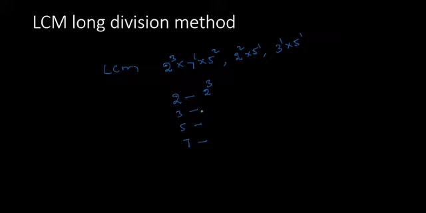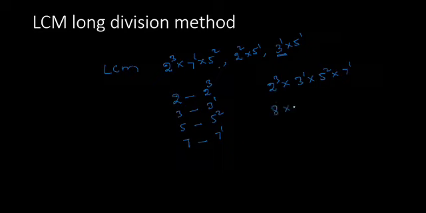Now when you come to 3, what is the maximum term? Only 1 is available. 3 is available only one time. So it is 3 to the power of 1. When you come to 5, the maximum term is 5 squared. And when you come to 7, there is only one term for 7. So it's 7 to the power of 1. So what you have to do is multiply everything. So 2 to the power of 3 into 3 to the power of 1 into 5 squared into 7 to the power of 1. So we can abbreviate it.